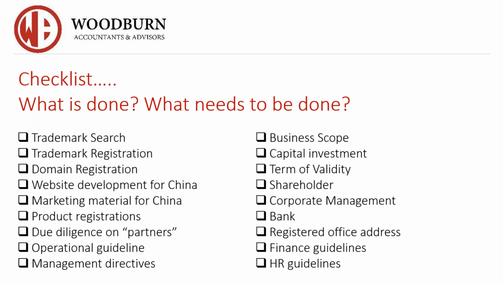Due diligence on partners. Are you going to do it? Are you not going to do it? If you do it, what method are you going to use that gives you the best information and knowledge level on those partners? Having operational guidelines, management directives, okay? Understanding your business scope, the capital investment, the term of validity of your operation and your phased operation, shareholdership, corporate management, bank operation. Who's going to operate your bank accounts? Who's going to have access to the bank accounts? Registered office address, financial guidelines, pricing guidelines, haven't even added that here, price guidelines, contract guidelines with partners, HR guidelines. Who is in charge of what, right?